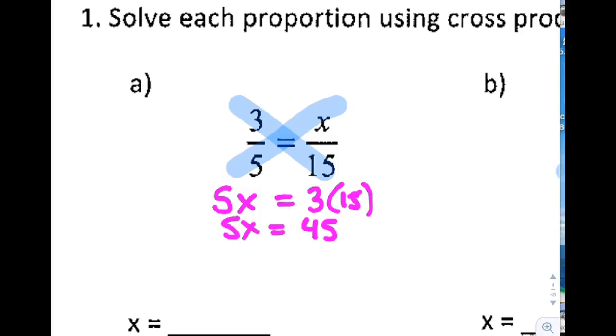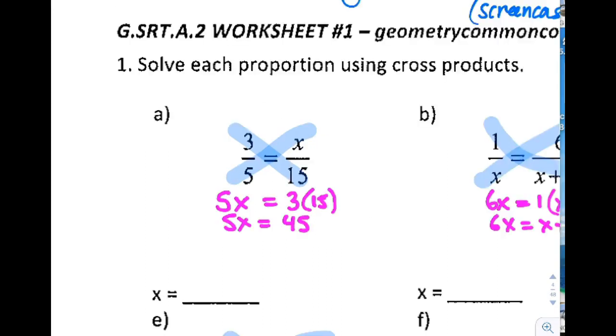Okay, so I set up all the proportions for you, but I didn't go much further. I just wanted to remind you how to set up the cross products. So here would be 5x equals 15 times 3. I'd ask that you solve it from there.